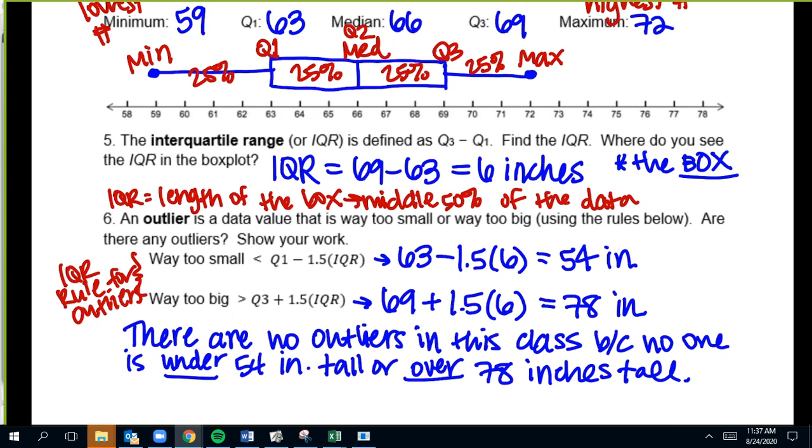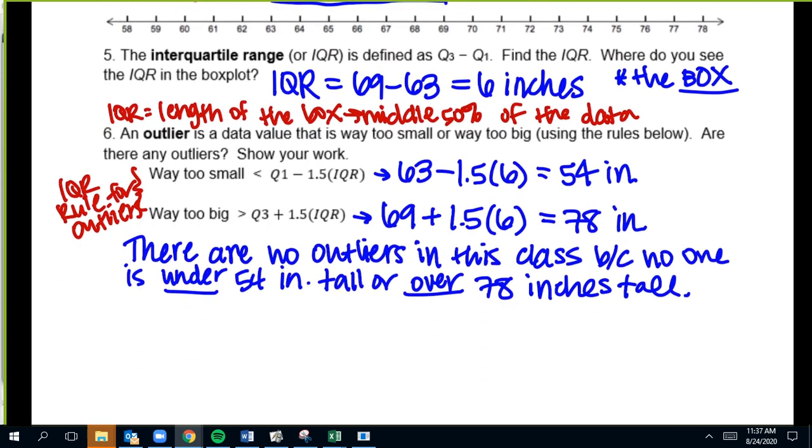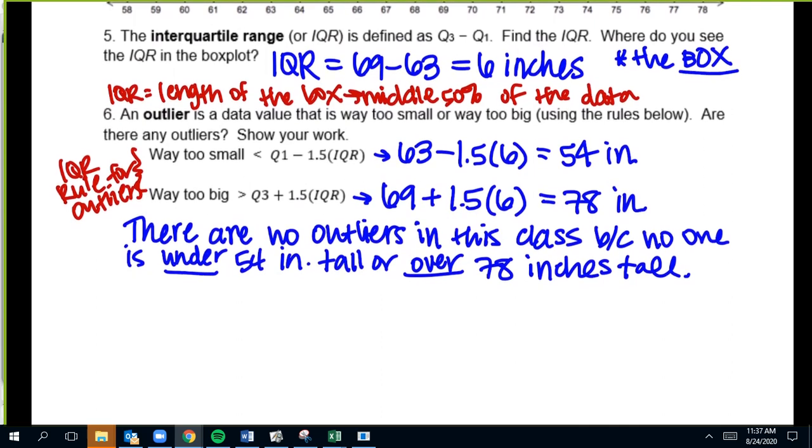There are no values above 78. Remember, these are not the same numbers from your class. Your class may have had outliers. So that is something that could have happened in your class in particular.